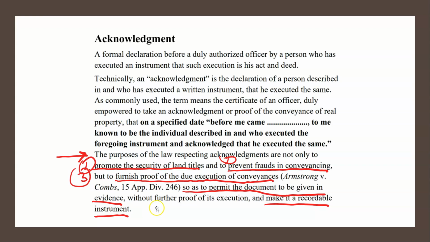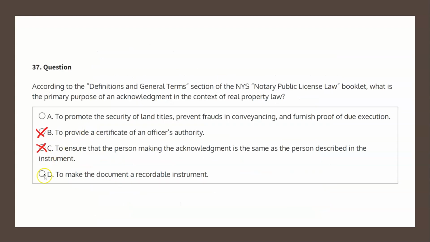In any event, even if it was one of the purposes, still there are two other purposes that this choice does not mention, i.e. promoting the security of land titles and preventing frauds in conveyancing. Therefore, choice D is also not the correct solution, which indeed leaves choice A, to promote the security of land titles, prevent frauds in conveyancing, and furnish proof of due execution as the correct solution.